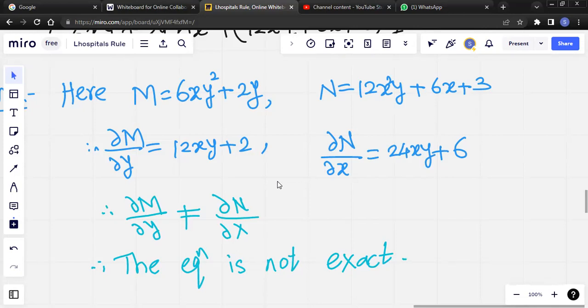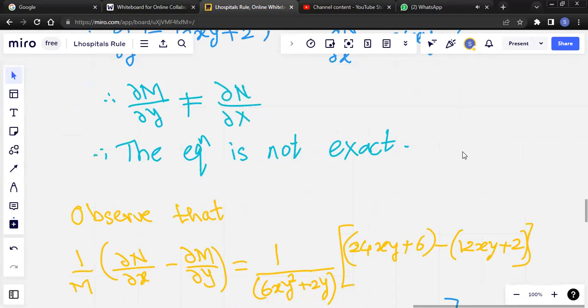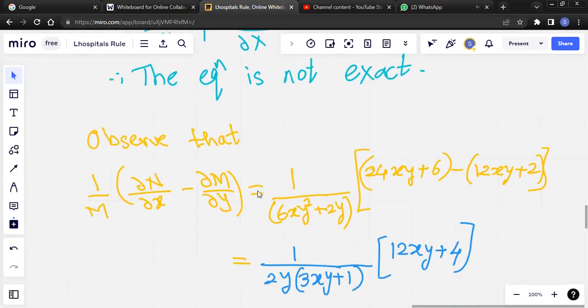Then what to do? If the equation is not exact, you try to find out some factor. If I multiply it by that factor, the equation will turn exact. Such a factor we call an integrating factor. So if I take the difference of these two, what do I get in hand? If I get the difference and divide by M, I'm getting this kind of scenario.